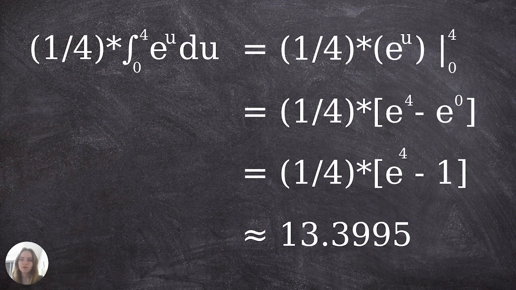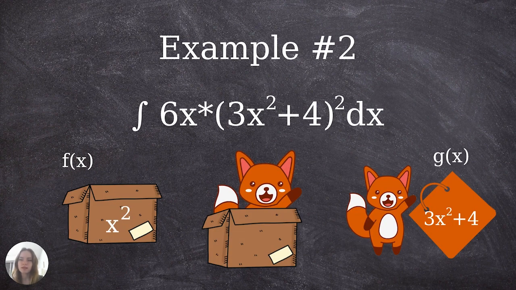Now we're in terms of u, and we can solve the integral. The integral of e to the power of u is just e to the power of u, and we make sure to keep our 1/4 out front. Then we can plug in our bounds, and we know that e to the power of 0 is just 1, so we end up with 1/4 times e to the power of 4 minus 1, which is approximately 13.3995. Let's do one more example.